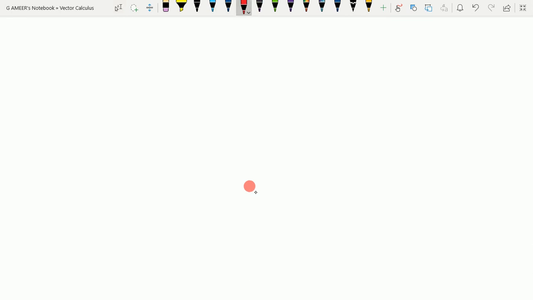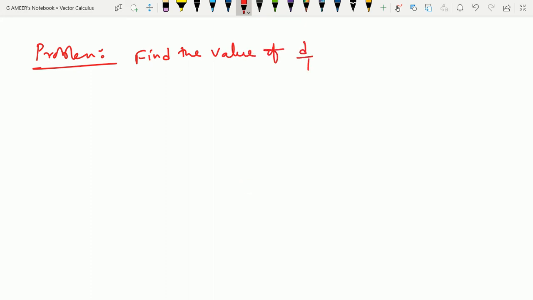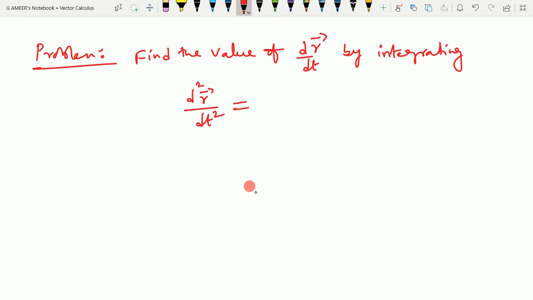So the third problem is as follows. Find the value of dr by dt by integrating d square r by dt square is equal to minus n square r, where n is a constant.